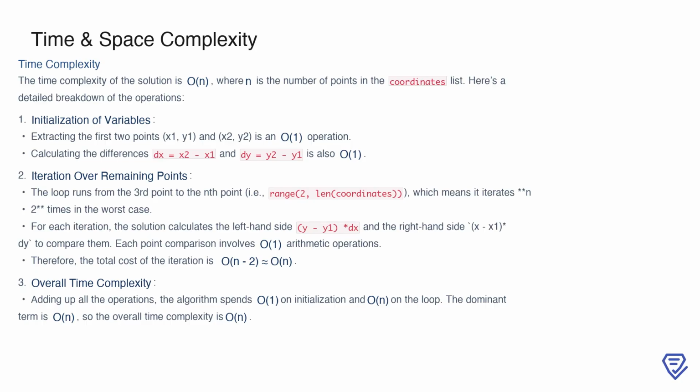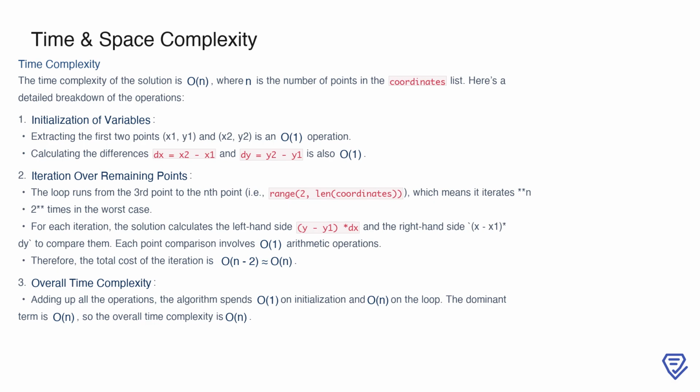To analyze the time complexity of this solution, we begin with the initialization of variables. Extracting the first 2 points, x1, y1 and x2, y2, and calculating the differences dx and dy are both constant time operations, or O(1). Next, we move to the iteration over the remaining points in the coordinates list. Here, the loop runs from the third point to the nth point, leading to n minus 2 iterations in the worst case.